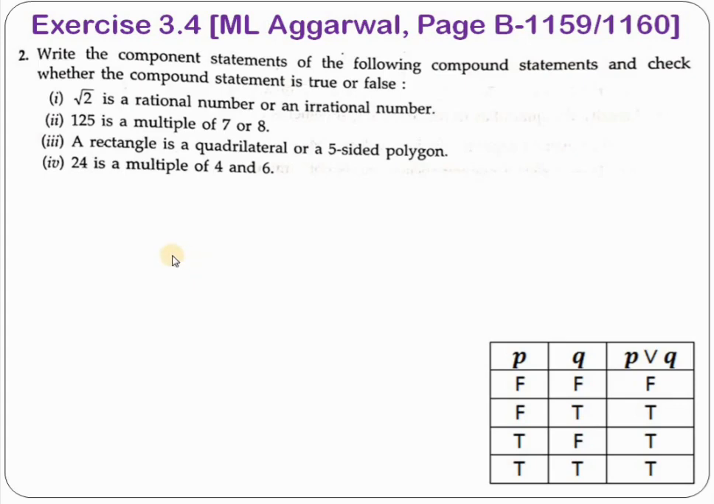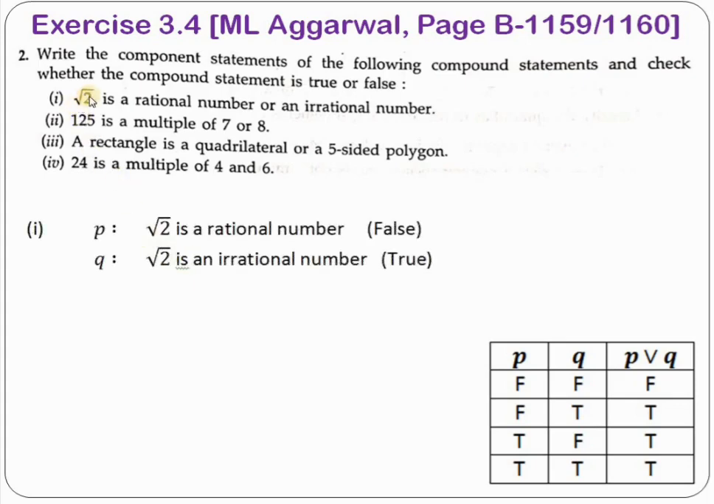Number 1 says root 2 is a rational number or root 2 is an irrational number. So I have broken them into two simple statements. Root 2 is a rational number is false, root 2 is an irrational number, this is always true. Okay, one is false, the other is true. So my result will be false or true. If one of them is true, then my answer will be true, right? So that's why this compound statement is true.